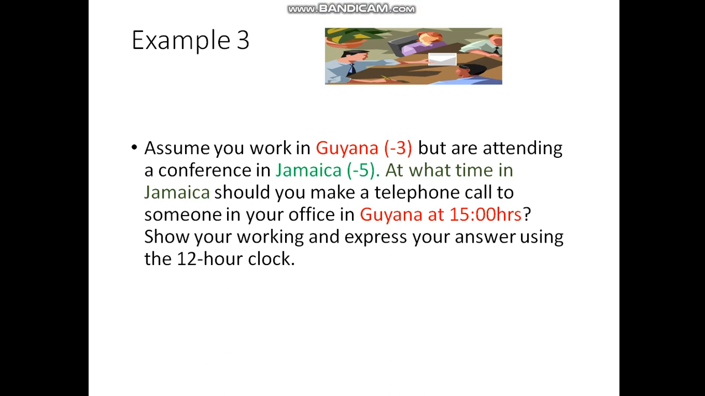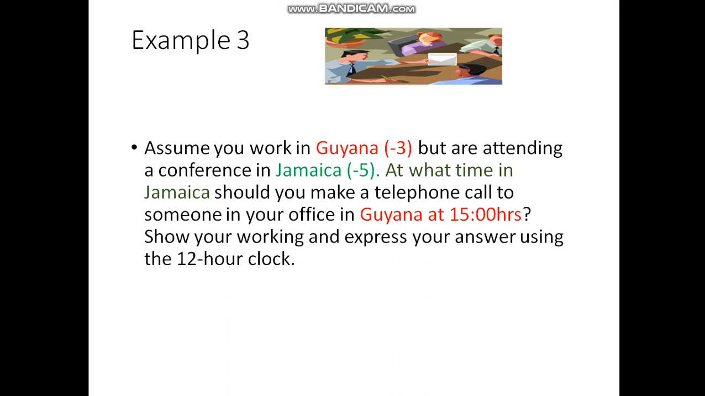So they're saying you work in Guyana, but you are currently in Jamaica. Guyana is 3 hours behind the GMT time. Jamaica is 5 hours behind the GMT. This is the information they give us. They're telling you that you want to make a call from where you are in Jamaica to somebody in Guyana, but the time they want you to call Guyana is 1500 hours. So, what time in Jamaica will you make that call? When you call Guyana, it will be 1500 hours in Guyana.